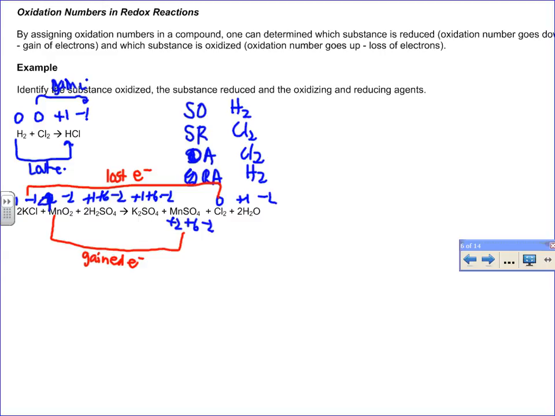in the oxidation reduction. So we can now identify the substance oxidized, which is also the reducing agent, and the substance reduced, which is also the oxidizing agent. So the substance that has been oxidized here is KCl, specifically chlorine within KCl, but the entire substance is the KCl. And the substance that was reduced or gained electrons was the MnO2.